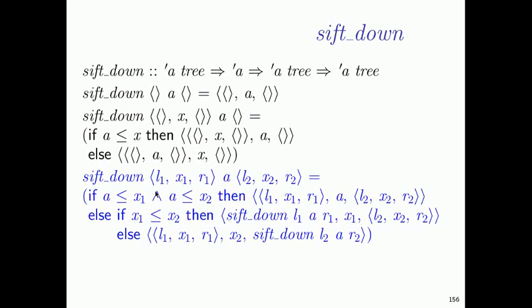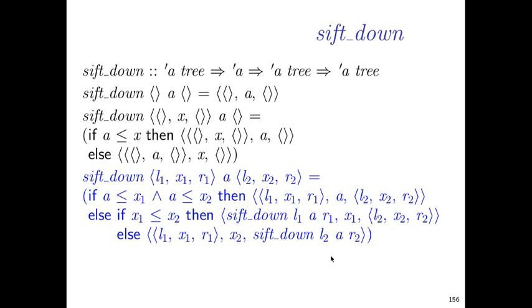So the first case is that A was the smallest, so we do nothing. The second case is that x1 is the smallest. Then x1 goes to the root, and we have to sift down A to the left, where the x1 came from. And in this symmetric case x2 is the smallest, so x2 goes to the root.